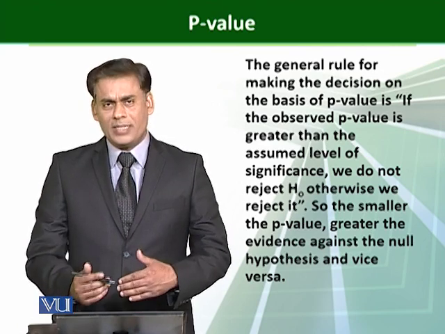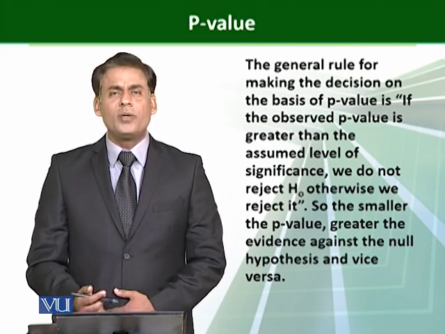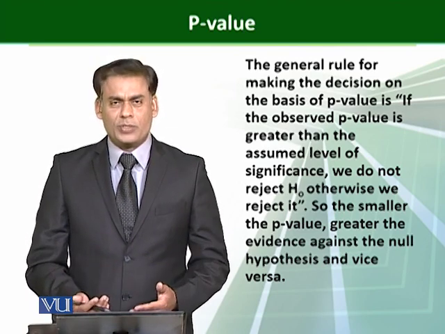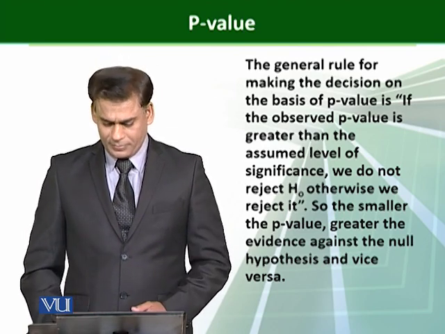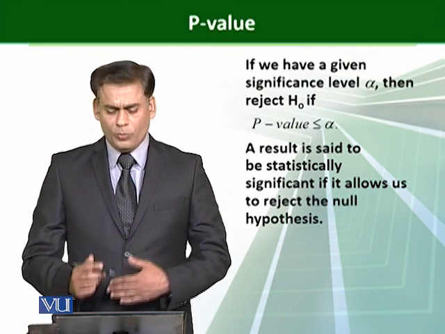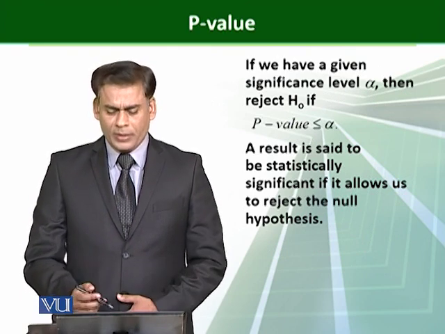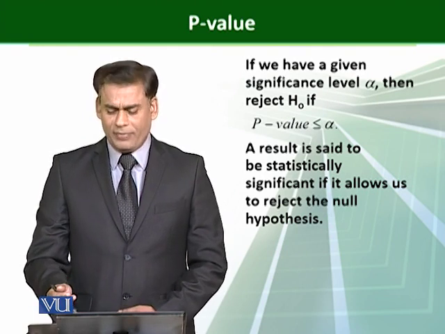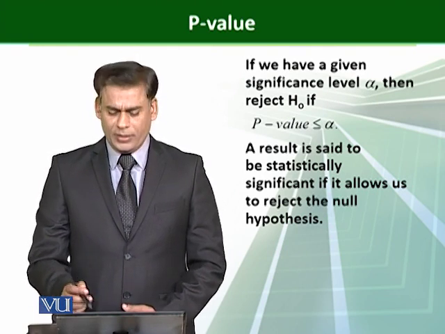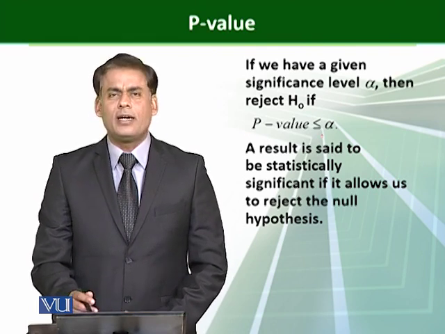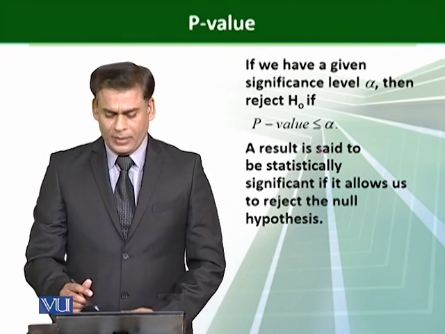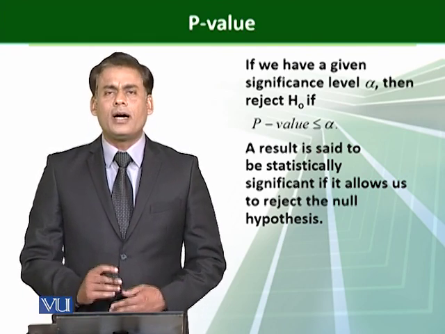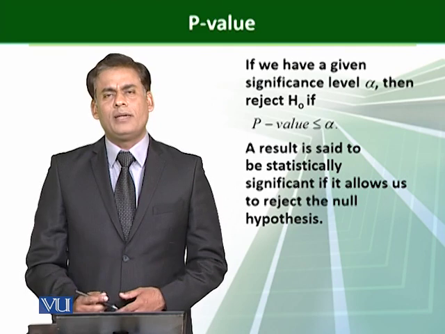So, from here we can draw a result. The smaller the P-value, the greater the evidence against the null hypothesis, and vice versa. So, we are going to state its rule. If we are given a significance level alpha, then reject H0 if the P-value is less than or equal to alpha. A result is said to be statistically significant if it allows us to reject the null hypothesis.